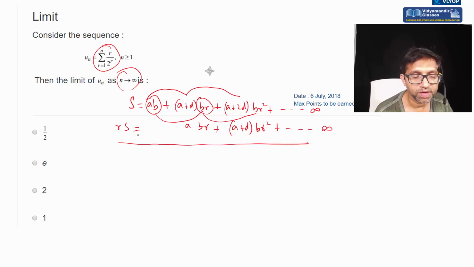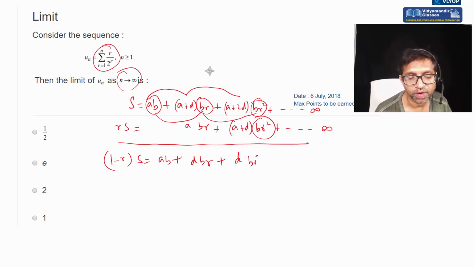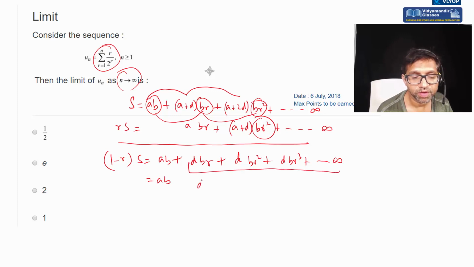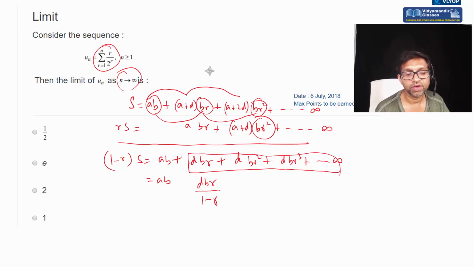And if I subtract, it is (1 minus r) into s equals ab plus, when I separate these two, I can take br common: a plus d minus a is d, so dbr. Same here, the geometric part is the same. I separate the arithmetic part, it is the common difference d into br square, the same d into br cube, and it goes up to infinity. This is the sum of a GP. This GP has first term dbr and common ratio r, and it is an infinite GP, so we apply the formula.